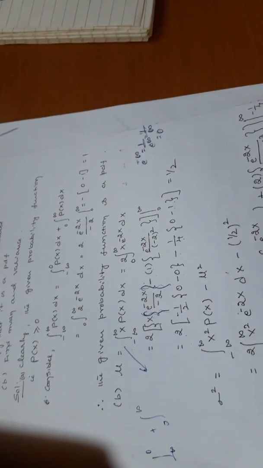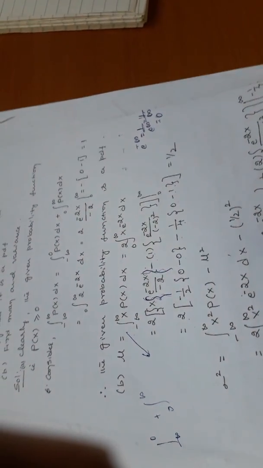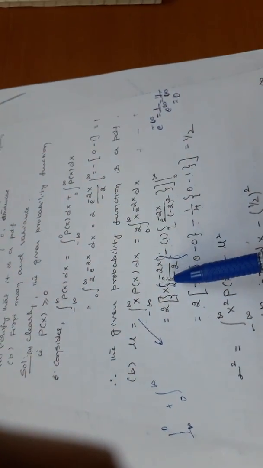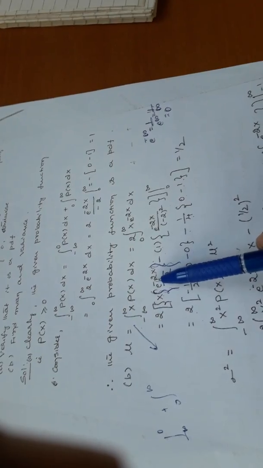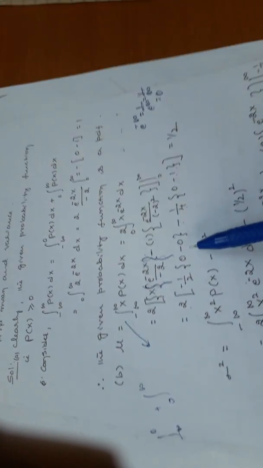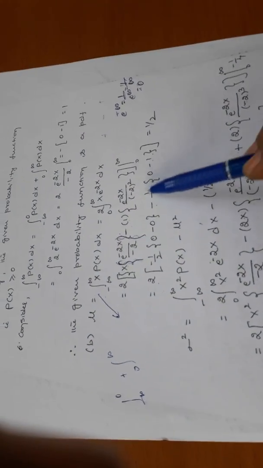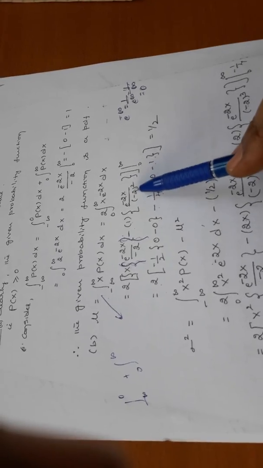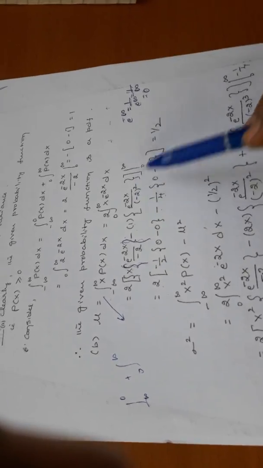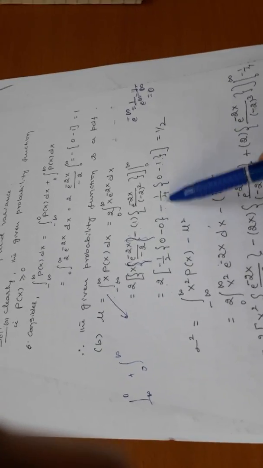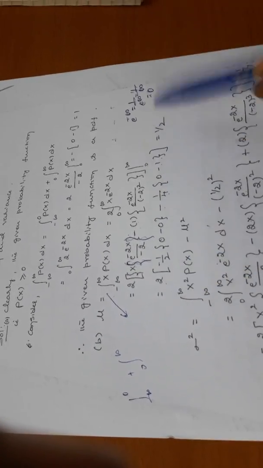From the L'Hospital rule, we write that value, even though it is multiplied by infinity, infinity into 0, the indeterminate form, this limit is 0. Minus the lower limit: x is 0, e power of 0 is 1, 0 into 1 is 0. The next term is minus 1 by 4. Upper limit is 0 because e power of minus infinity is 0, minus e power of 0 which is 1. What we get is minus into minus plus, 1 by 4 into 2, is 1 by 2.